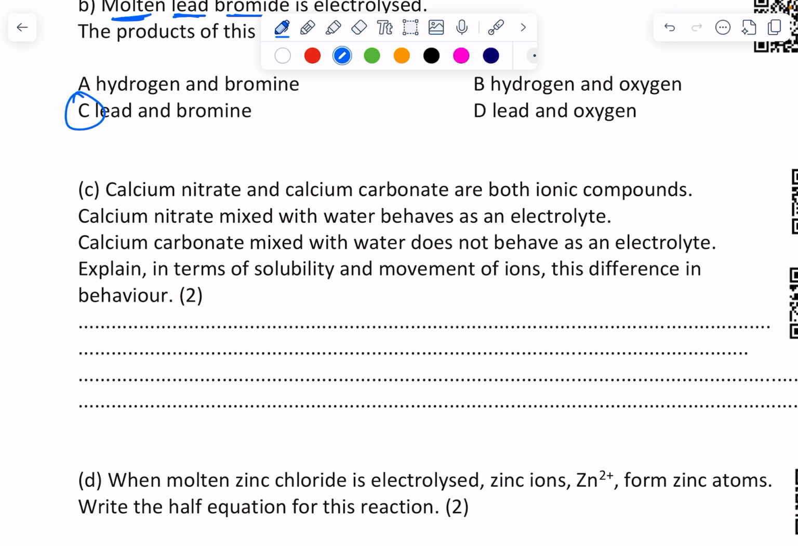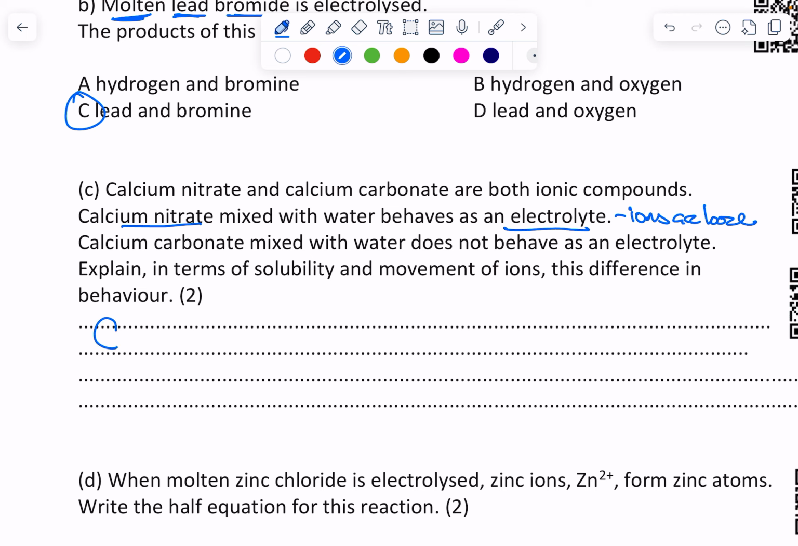Calcium nitrate and calcium carbonate are ionic compounds. We create a mixture and calcium nitrate behaves as an electrolyte. Remember, electrolyte, again, core knowledge, means that the ions are loose, the ions are free to move. Calcium carbonate does not behave as an electrolyte, explained in terms of solubility. So what's happened here, we've taken two ionic compounds, the one that's become an electrolyte, the ionic lattice is broken, and therefore the ions are free to move.